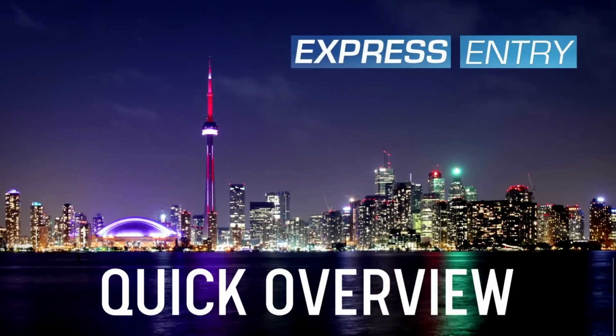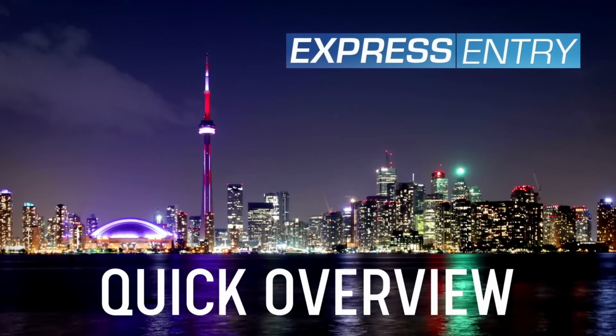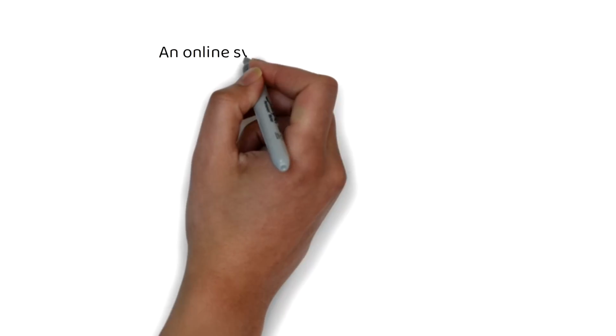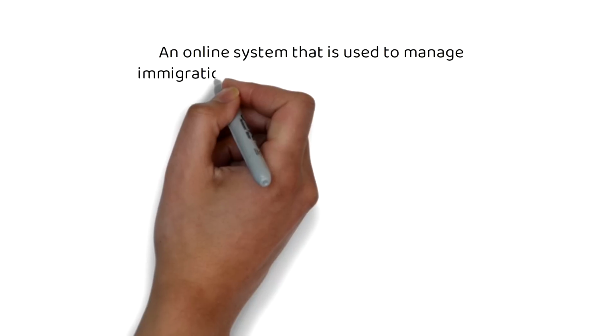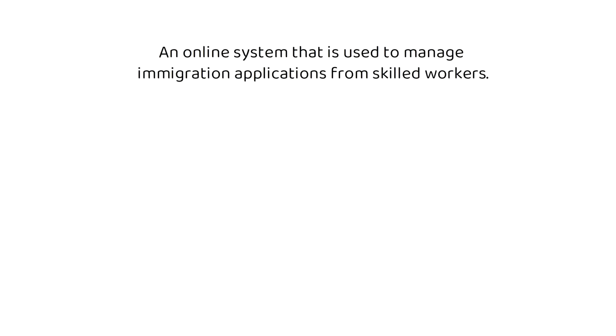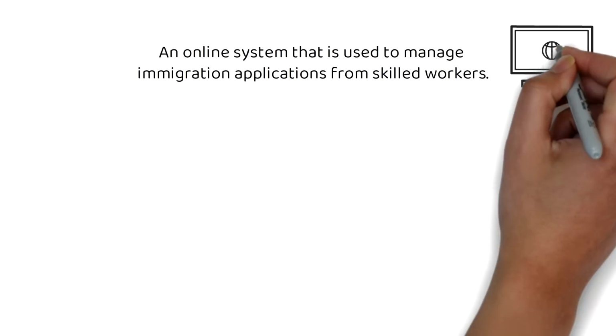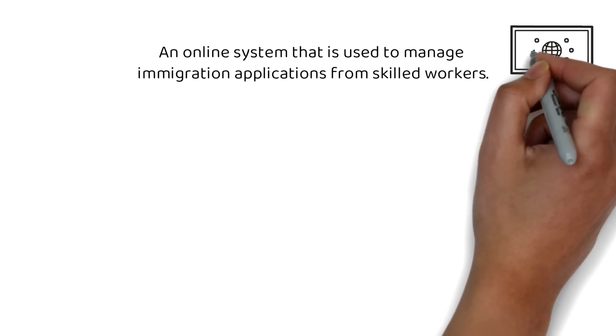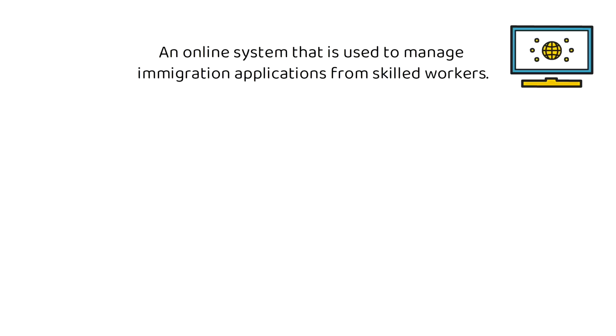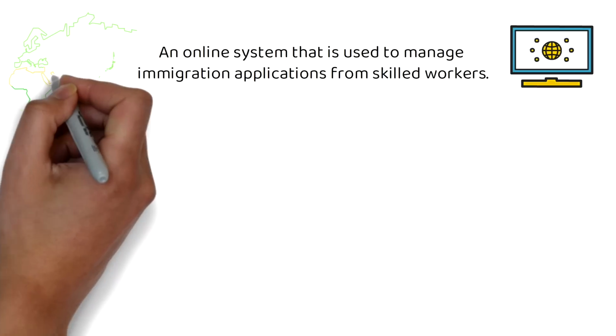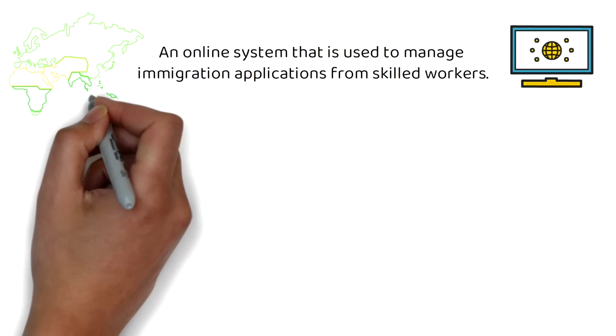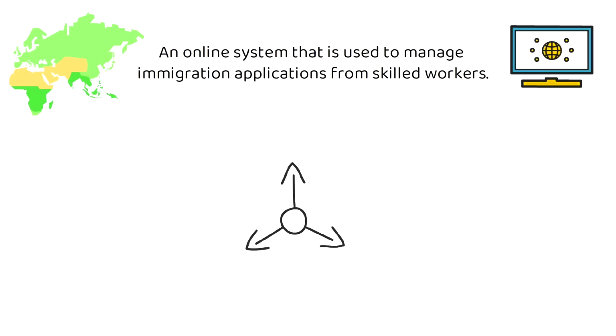Okay, so let's start with the overview. So what is Express Entry? So basically, it's an online system that is used to manage immigration applications from skilled workers. With the help of this particular system, you can actually apply for the Canadian PR sitting in your home country. Even if you haven't been to Canada before, you can actually get the permanent residency of Canada while you're sitting in your home country.